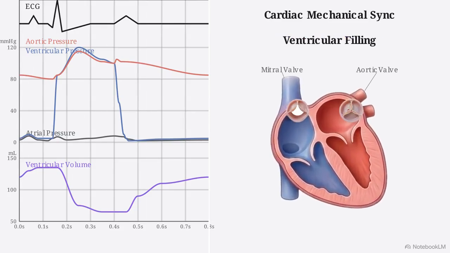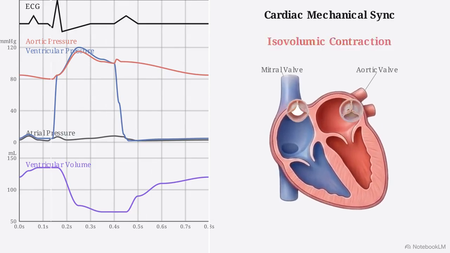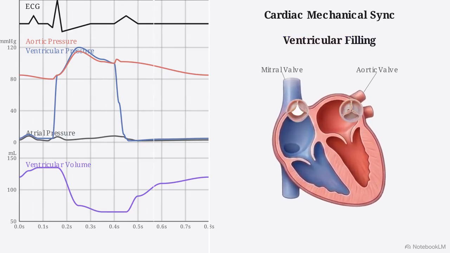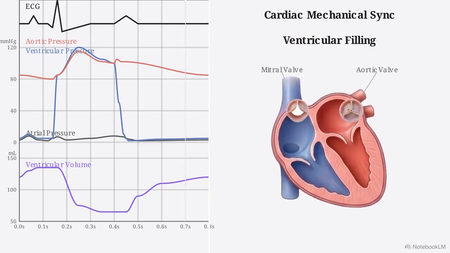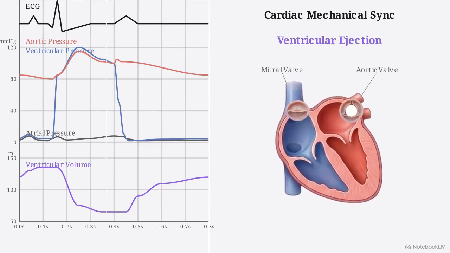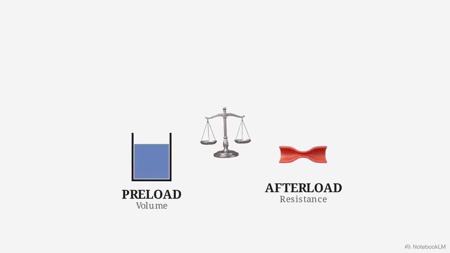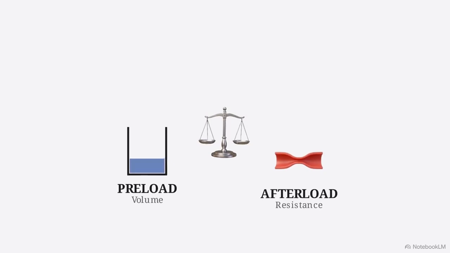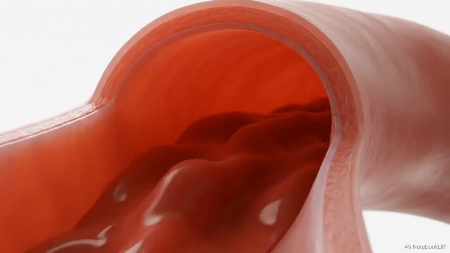Re-examine the complete Wiggers diagram. These overlapping lines represent a continuous, repeating loop of electromechanical events. The electrical signal fires, the volume fills, the pressure builds, the valves open, the cycle resets. It all comes down to the foundational equation of hemodynamics. Flow equals the change in pressure divided by resistance. The heart maintains this flow by constantly balancing the incoming preload volume against the outgoing afterload resistance.